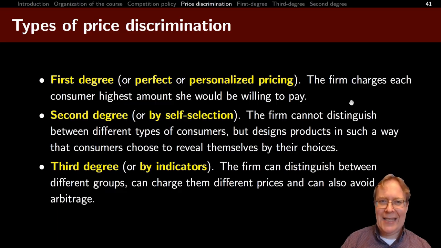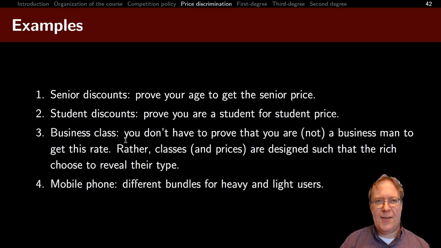So in that case, I could try to design my products in such a way that people are going to self-select, that people are going to reveal themselves by the choices that they make. Okay, that still sounds very vague, but I will give many examples later in which that becomes more clear. So, three types of price discrimination. Here are a couple of examples.